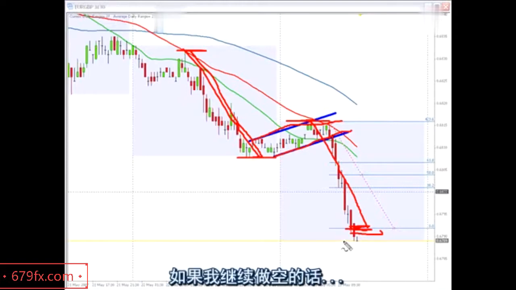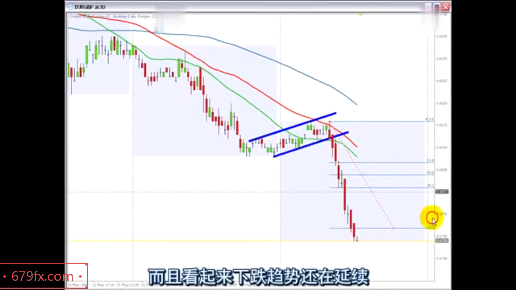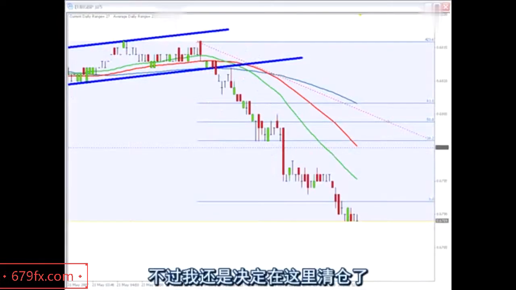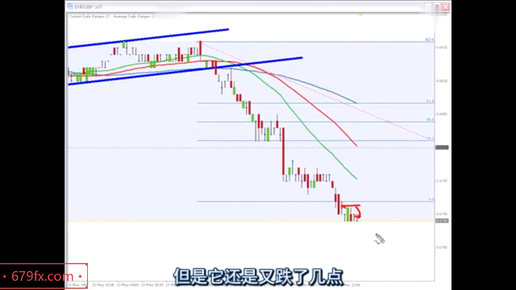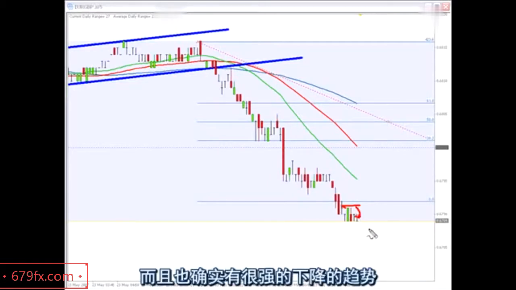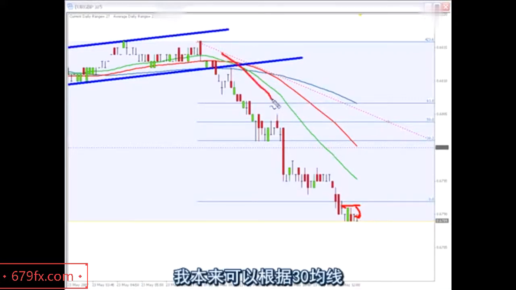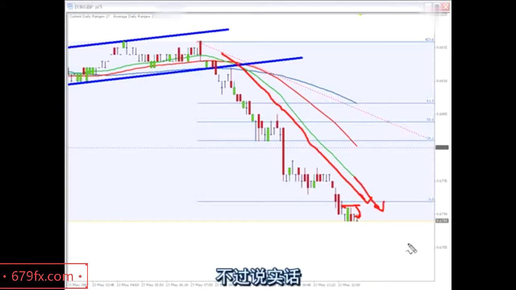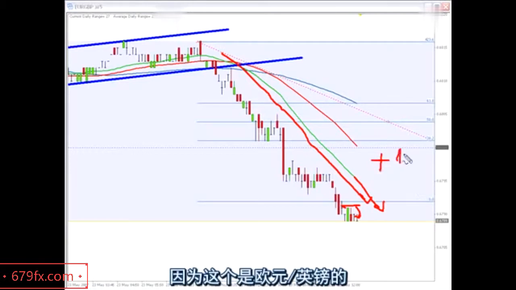If I continue, it seems like it's continuing down, to be honest. I exited there. It seems like it keeps going down a couple of pips more. Perhaps this thing is definitely showing momentum. I could have perhaps trailed my stop behind perhaps the 30 simple moving average or something like that. But quite honest, I'm happy with my 15 pips for this trade.